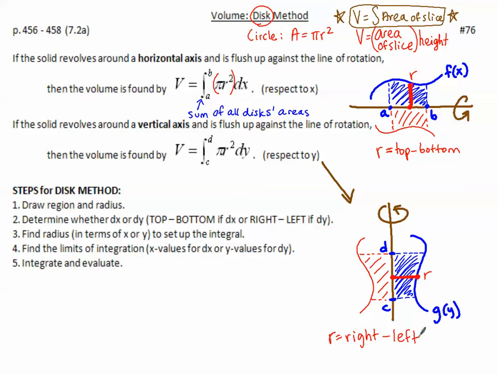Because our disks are traveling up and down in the y direction, we are going to measure this with respect to y. So our radius will be in terms of y. So we'll say dy as a reminder. Up here, with respect to x, we'll say dx as a reminder. So here are our two scenarios: a horizontal axis of rotation with respect to x, and a vertical axis of rotation with respect to y.